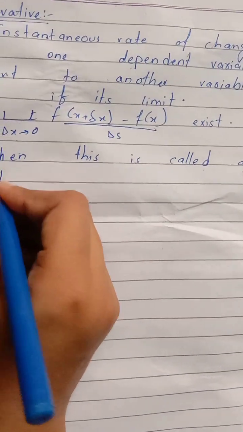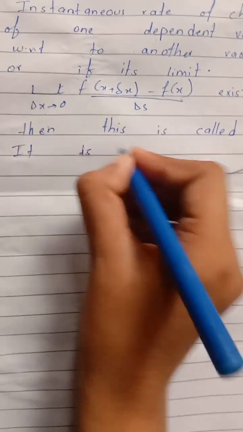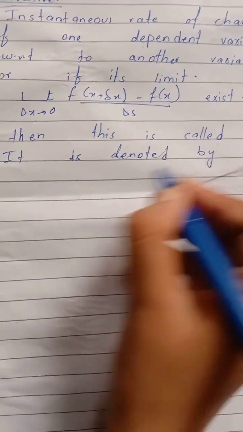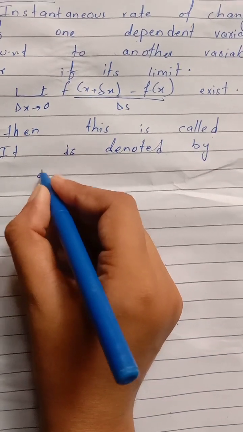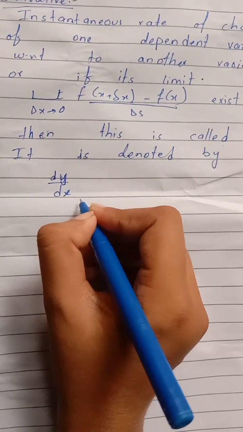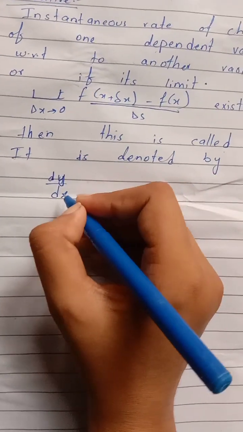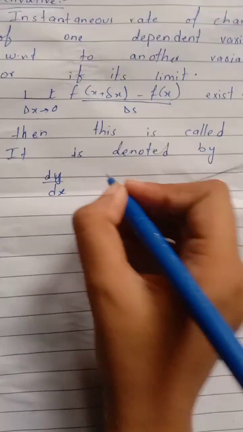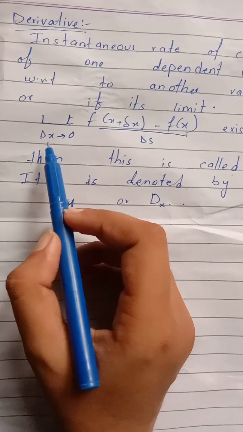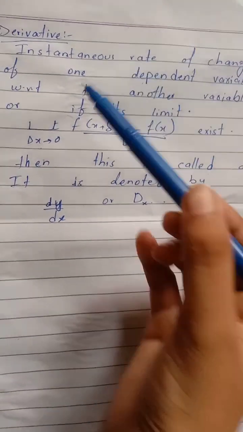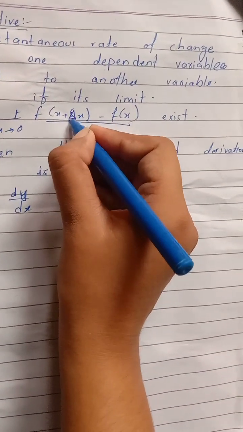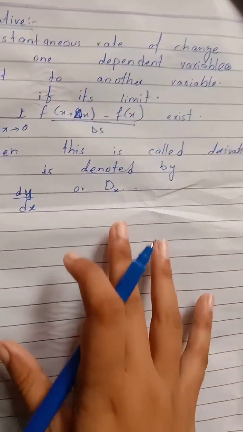It is basically denoted by dy by dx, the derivative of y with respect to x. Then this is denoted by dx or d of x. Delta is also denoted by this and also by this. You can use any notation of delta.